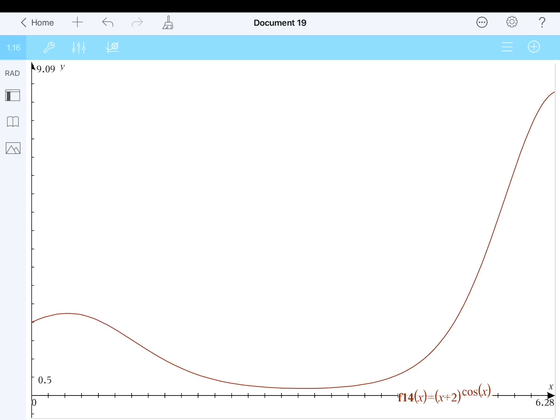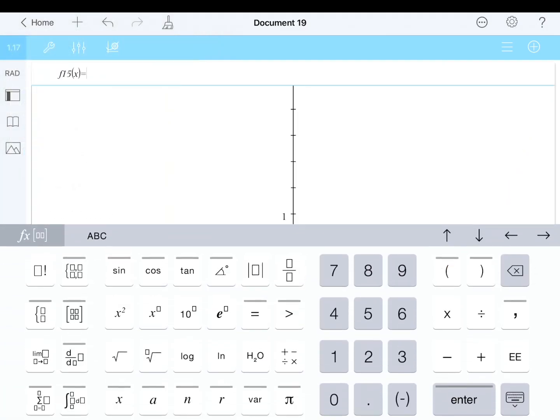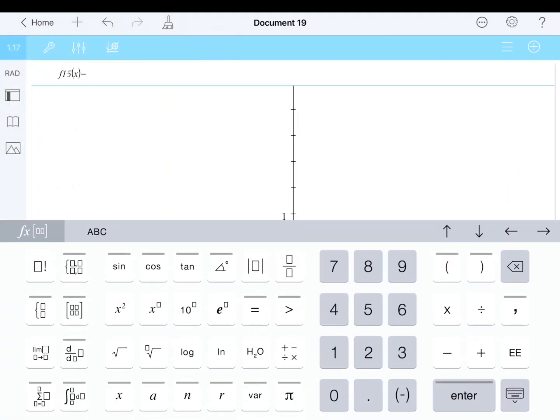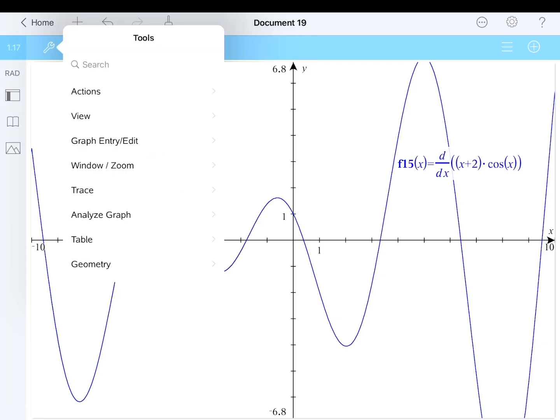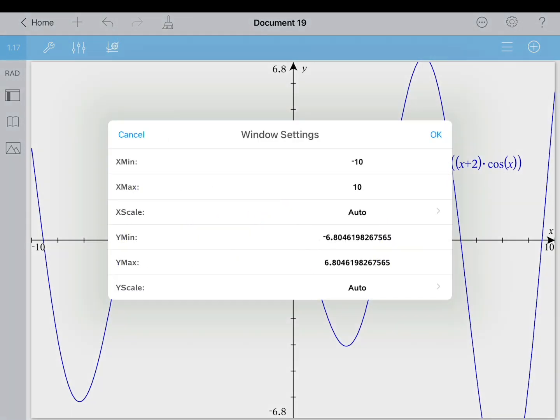So what you can do is the following. On the graph, I'm going to sketch d over dx of x plus 2 to the power of cosine x, and the domain is, again, from 0 to 2 pi.